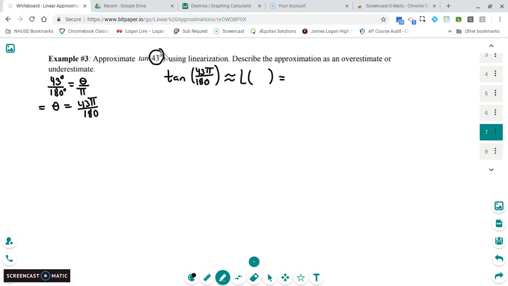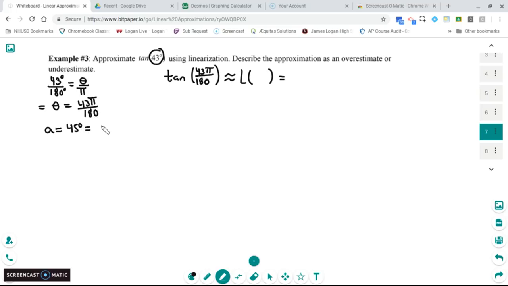So first, using this 43 degrees, what is a good point of tangency? That's what we're trying to figure out, so I can create this linear approximation. Well, this is very close to 45 degrees. So it's probably smart to use the point of tangency to be 45 degrees. But again, I need radian mode, and that's going to be pi over 4. So now I need the function. My function will be the tangent function.